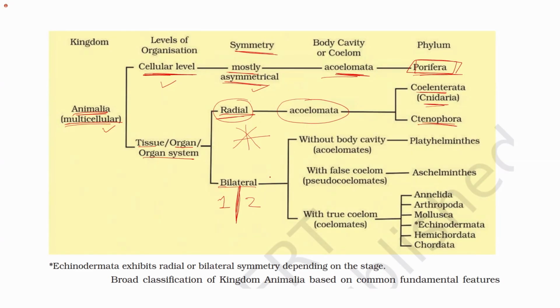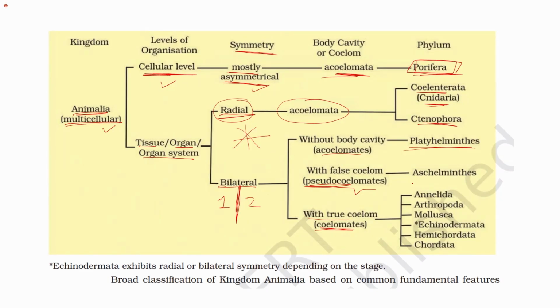While the organisms that have the bilateral form of symmetry can be acoelomate, that is without a body cavity. They can have a false coelom, so they have a pseudocoelom and can be called pseudocoelomates, or they may have a true coelom, so they may be called coelomates, right? So the ones which are multicellular, which have tissue, organ or organ system level of organization, which are bilateral, and which are acoelomates, belong to the Platyhelminthes.